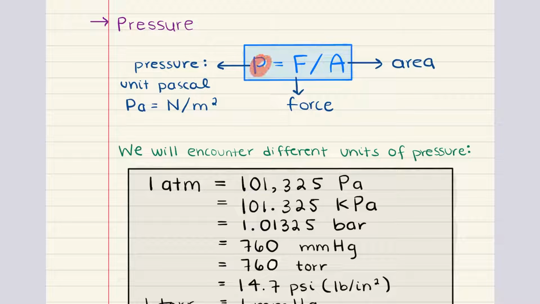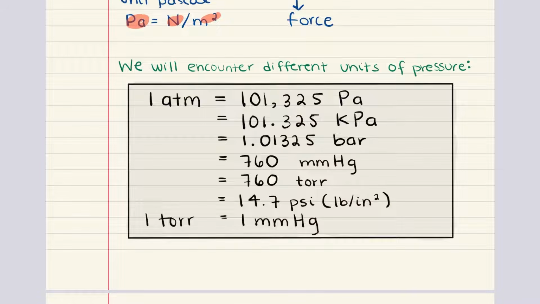Pressure is defined as force per unit area. Now, for a given force, the smaller the area over which that force is exerted, the higher the pressure. The SI unit for pressure is Pascal, which is equal to newtons per meter squared. In other words, 1 Pascal represents 1 Newton of force exerted over 1 square meter of area. What's also important to note is that we're going to encounter different units of pressure, and we need to be comfortable and knowledgeable about how to convert between these different units of pressure.